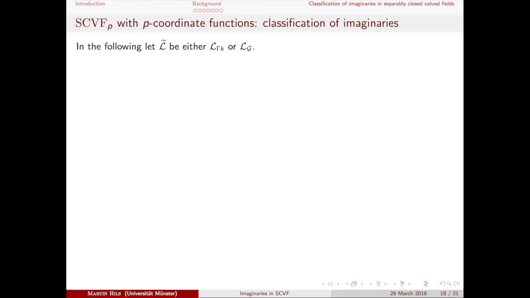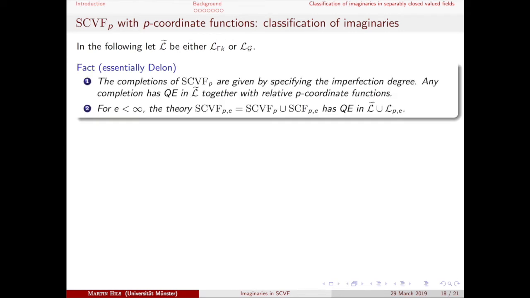Okay, so let L tilde be either the three-sorted language I explained, or the geometric language I did not explain, but in which we have quantifier elimination in ACVF. That is the crucial point. Essentially, Delon proved that the completions of this theory are given by specifying the imperfection degree, as was the case without valuation, and that it has quantifier elimination if you add relative P coordinate functions.